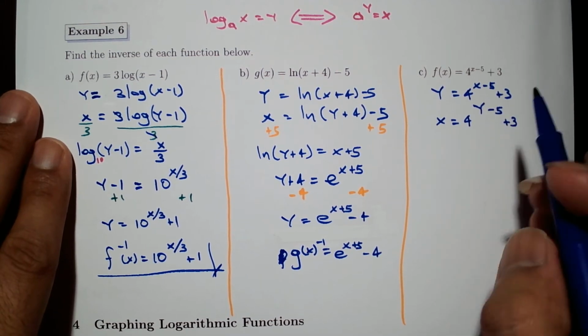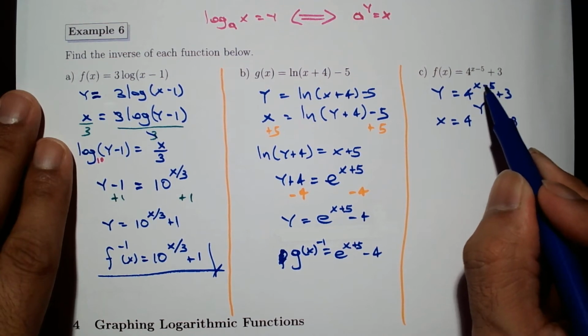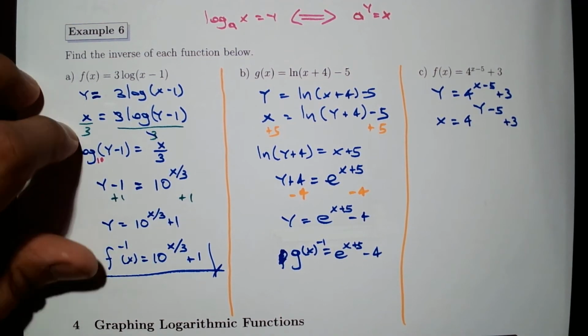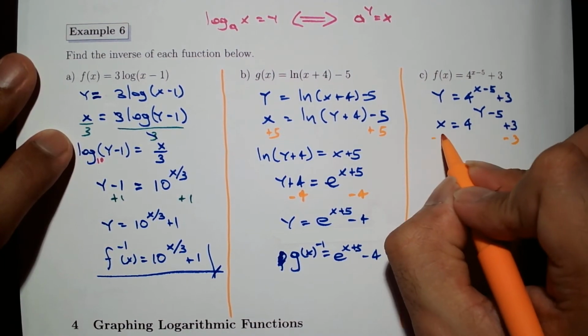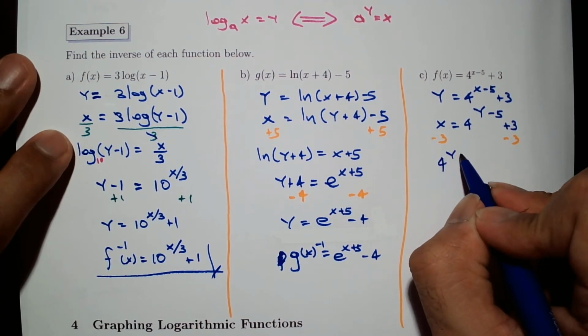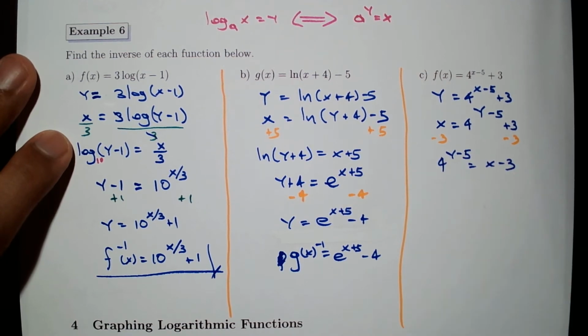Be sure that when writing these expressions, this y plus 5, for example, this x minus 5, looks like the power of 4, all right? So let's solve for y. So 4 to the y minus 5 equals x minus 3.